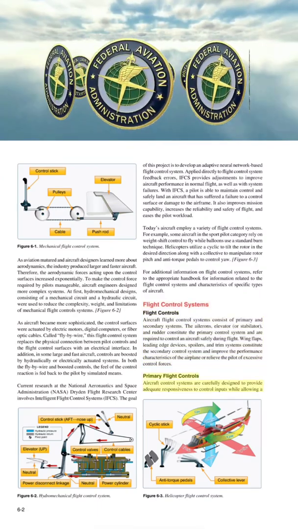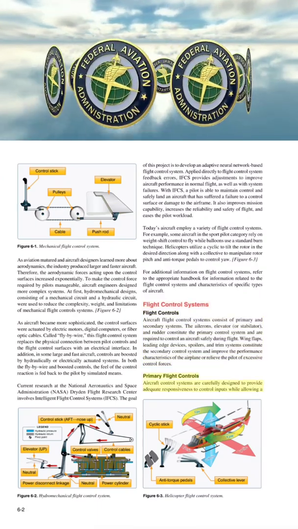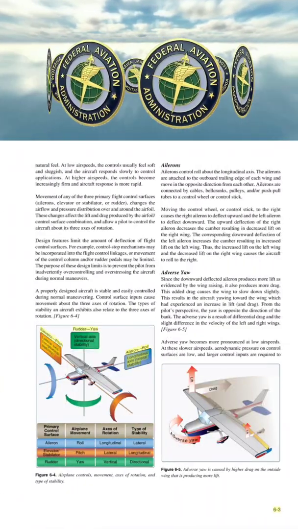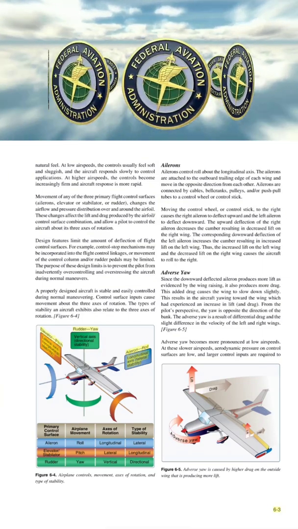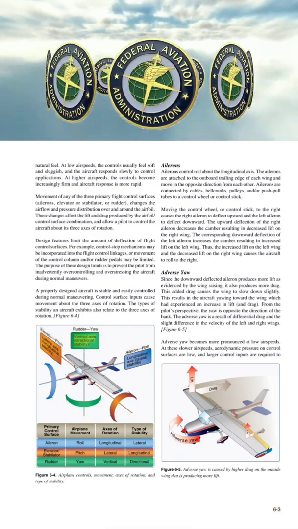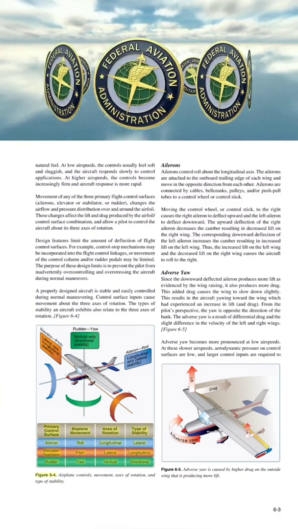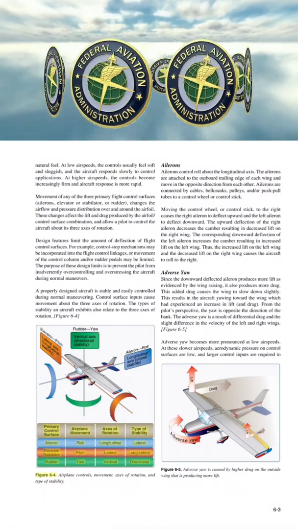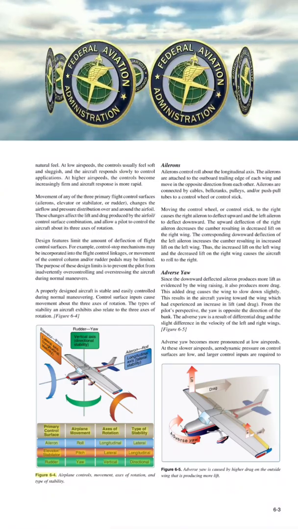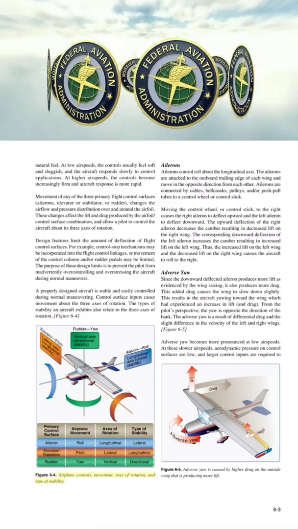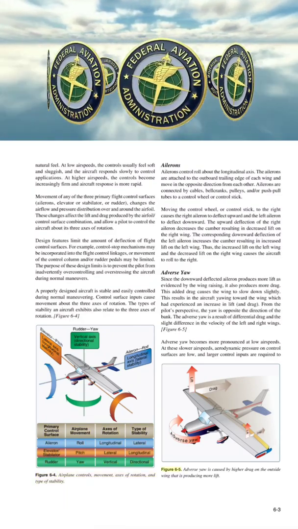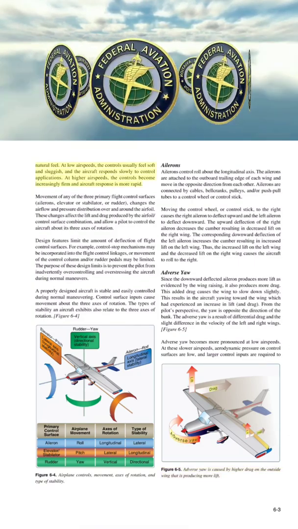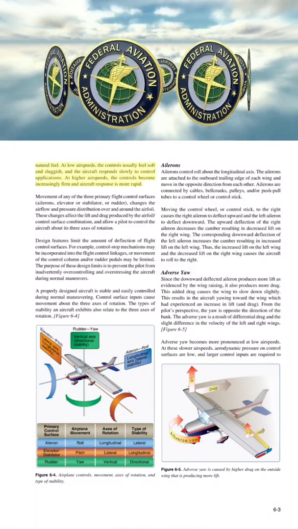Primary flight controls. Aircraft control systems are carefully designed to provide adequate responsiveness to control inputs while allowing a natural feel. Figure 6:4, Airplane controls, movement, axes of rotation, and type of stability: aileron, roll, longitudinal axis, lateral stability; elevator or stabilator, pitch, lateral axis, longitudinal stability; rudder, yaw, vertical axis, directional stability. Figure 6:5, Adverse yaw is caused by higher drag on the outside wing that is producing more lift.